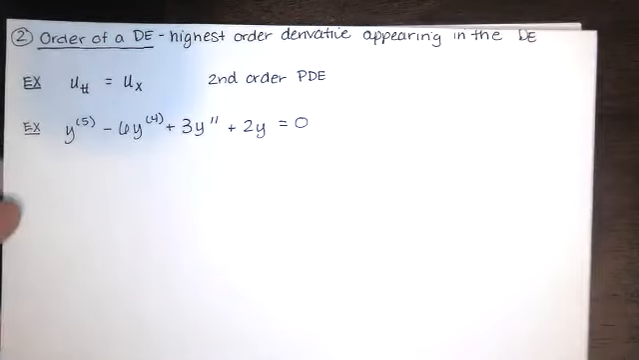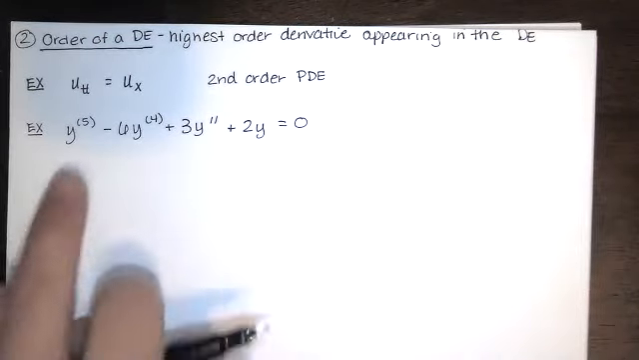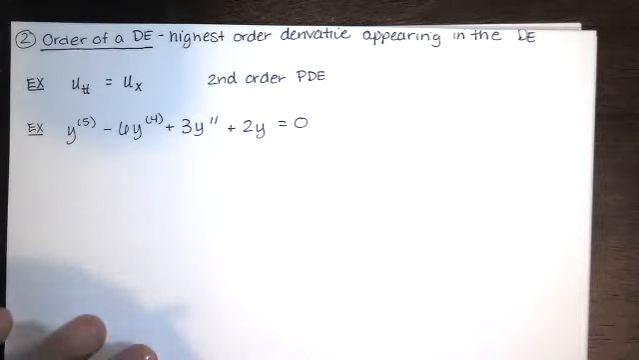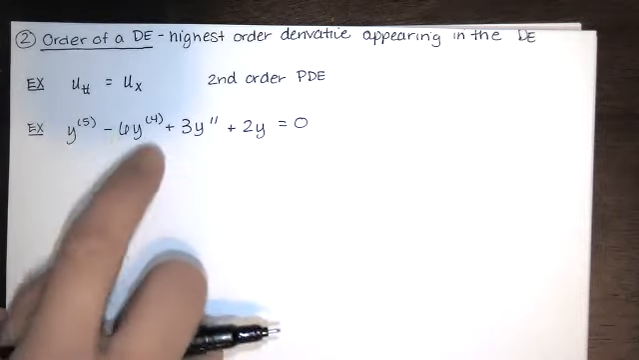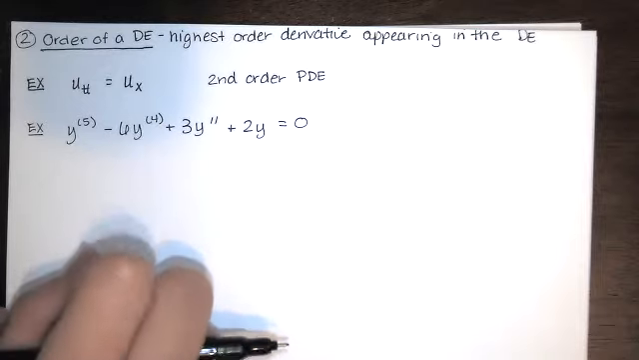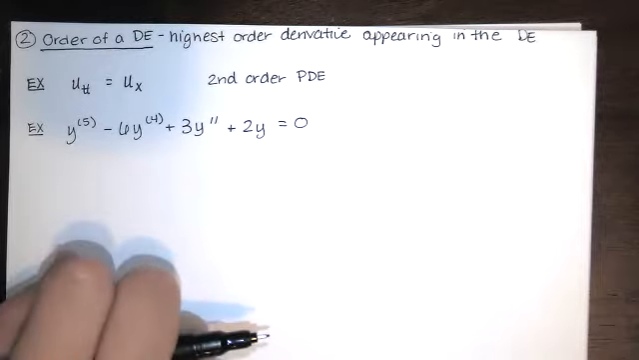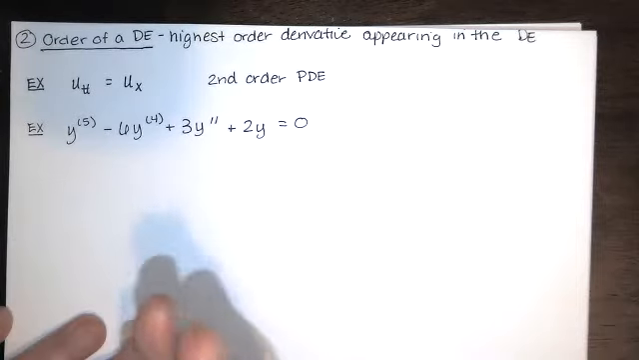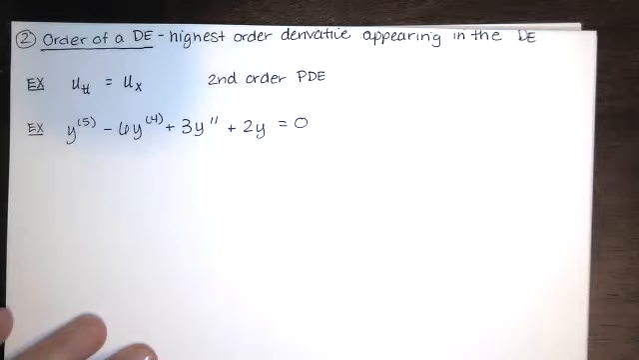Now this one can be a little tricky, but if you remember that those parentheses indicate the order of the derivative, it will help you. That's not y to the fifth power, and that's not y to the fourth power. That's the fourth derivative of y, and that's the fifth derivative of y. That's the second derivative, and if there's no derivatives there, that's just y. We can call that the zeroth derivative if we want to.